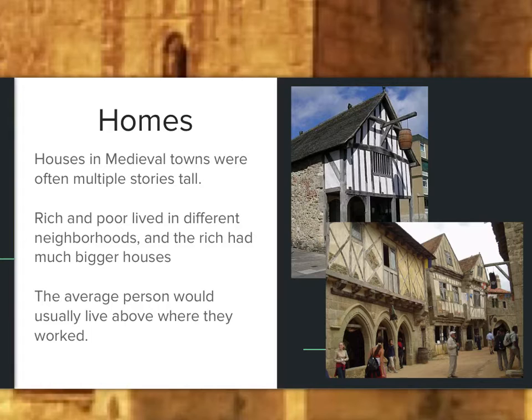Okay. The average person usually lived above where they worked. If you can see in this little house right here, you would live in this part, and the bottom part would be where you worked, so that's how the Middle Ages would work. A lot of people do that here too. Yes, there are some people that do that here, so similar to that, but that's generally how it worked.